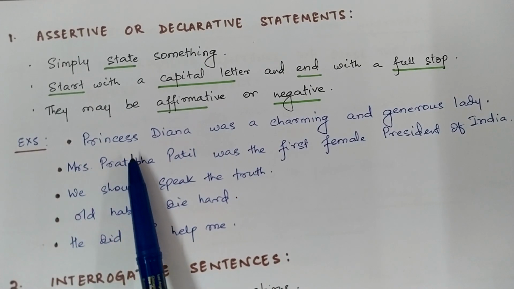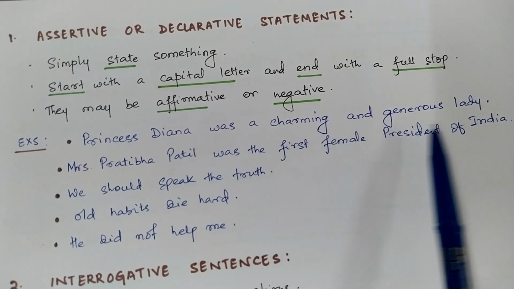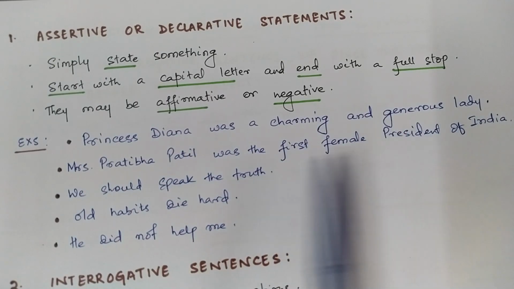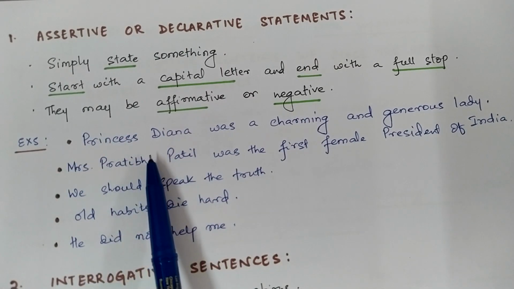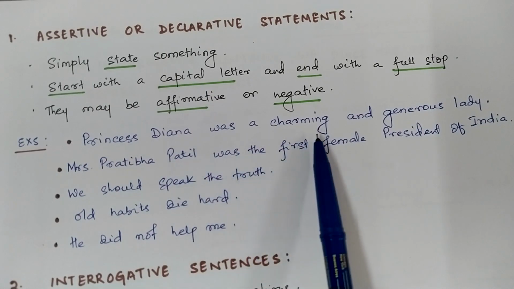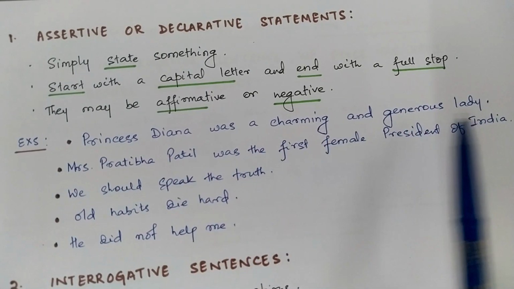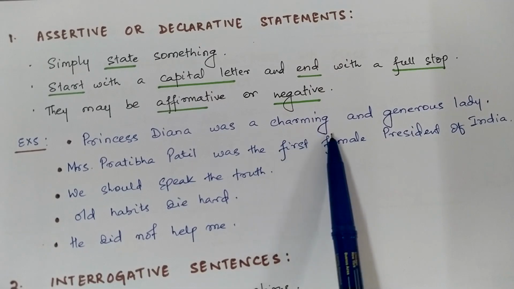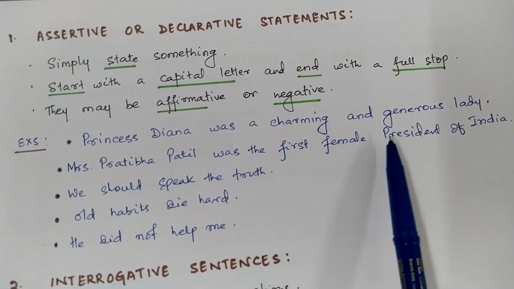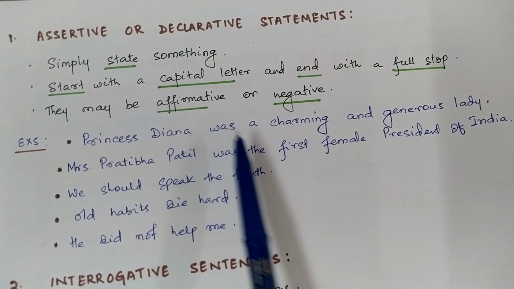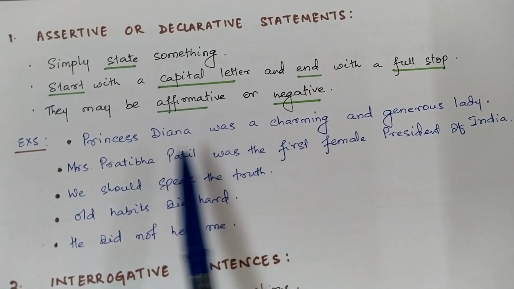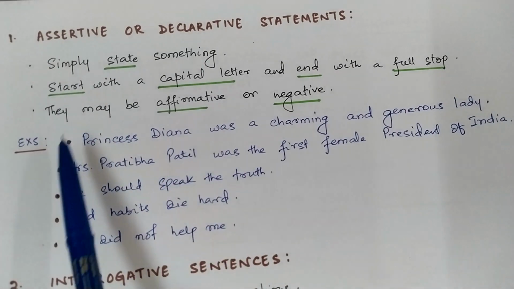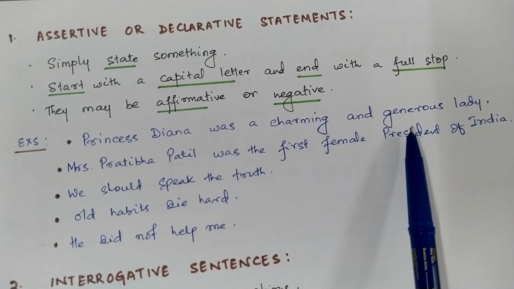Examples: Princess Diana was a charming and generous lady. Now, children, in this first sentence, we are talking about whom? We are talking about Princess Diana, who is our subject over here. And how was she? She was a charming and generous lady. Now, children, these words charming and generous are affirmative words. That means they are saying something very positive about Princess Diana, who is our subject in this sentence.